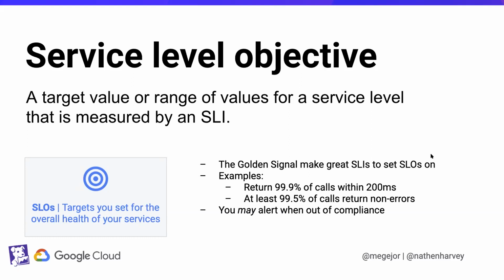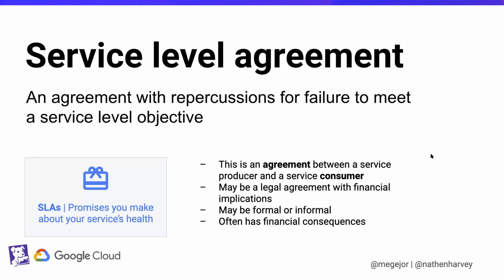And the nice thing about these service level objectives is you can actually use them to help inform when and how you alert your teams. So maybe you don't need to alert if CPU is spiking, but you do need to alert if you're consuming more of your error budget than you expect.